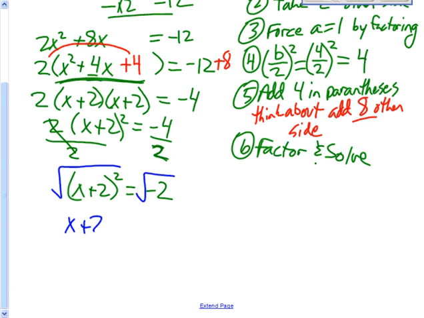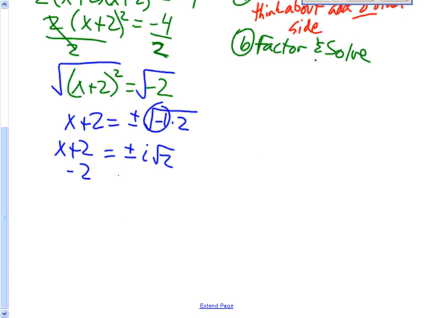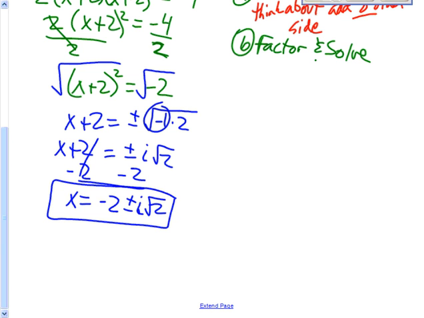X plus 2 is plus minus. Of course, this is negative 1 times 2. Square root of negative 1 is i. Got the root 2, can't do anything with that. x plus 2 equals plus minus i root 2. Subtract 2 both sides. That's an i. There it is. Negative 2 plus minus i root 2.